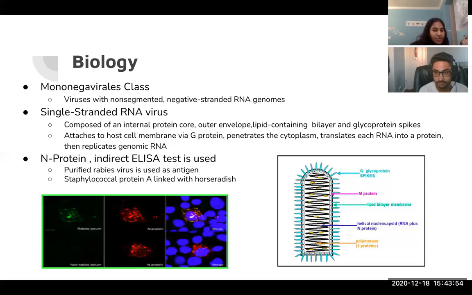In order to test for the presence of this virus, we would use an indirect ELISA test with an N protein. In the test, purified rabies is used as an antigen, and the enzyme is the staphylococcal protein A, linked with horseradish peroxidase. The virus is spread through biting, oftentimes when an animal carrying the disease bites another animal or person, creating a cut in the skin.